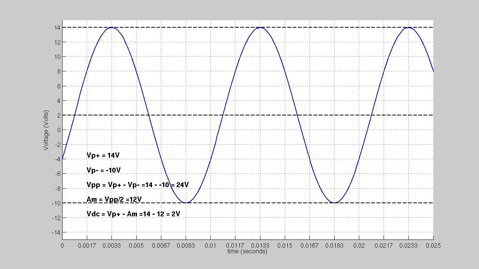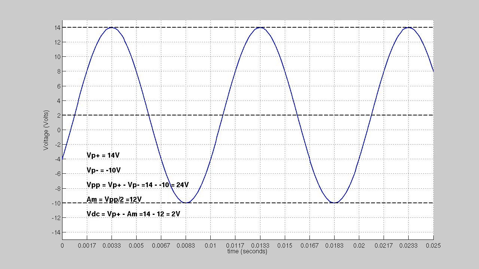Once we've got the amplitude, we can get the DC offset voltage. We take the positive peak, we subtract the amplitude, and that gives us the offset voltage, in this case 2 volts. If you look at this graph now, you can see that the line at 2 volts is the center line for the AC wave.